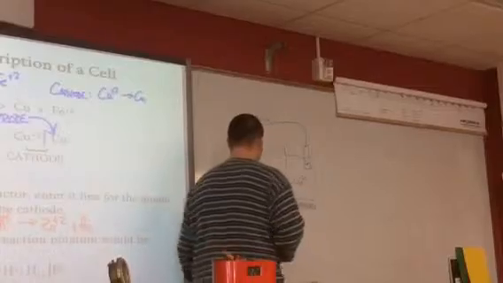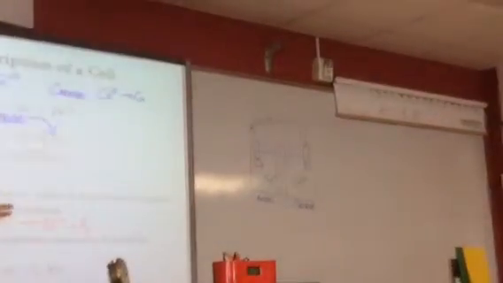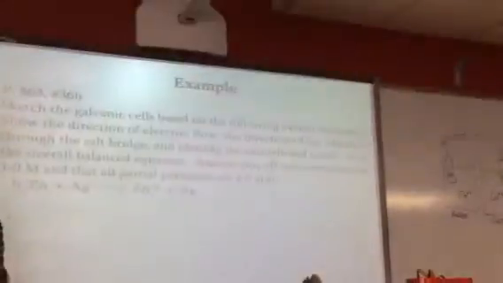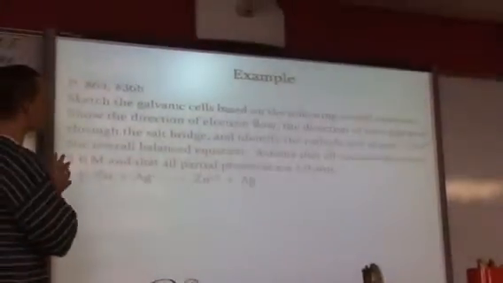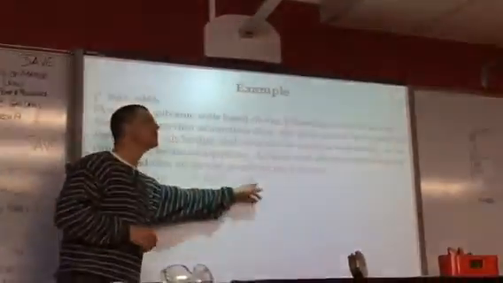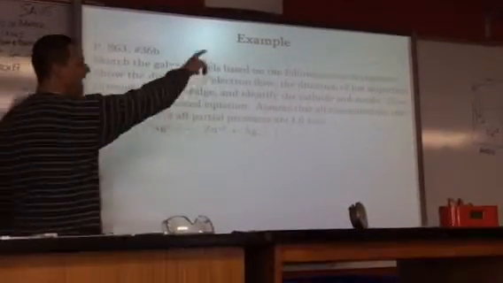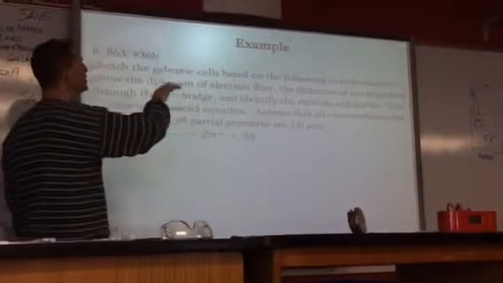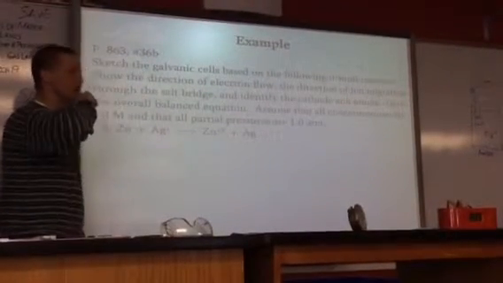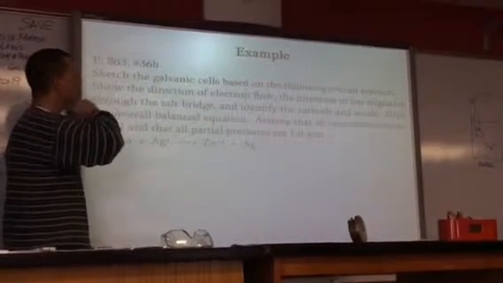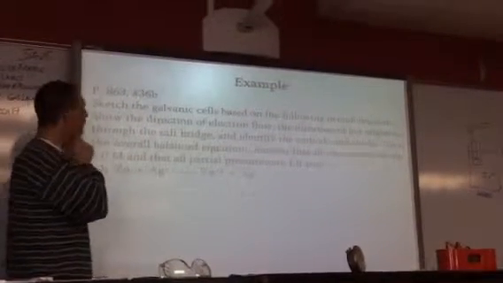All right. Good. The next thing I'm going to ask you to do is draw a cell. Let's take a look. This is an example in the book. Sketch the galvanic cell based on the overall reaction. Here's our overall reaction. This is another simple one, like the iron copper. Show the direction of electron flow, as I have done over there. Show the direction of ion migration through the salt bridge. So I didn't do that over there. Identify the cathode and anode. Give the overall balanced equation.